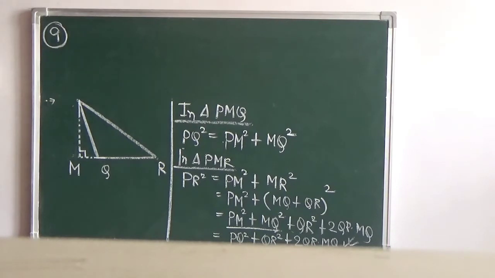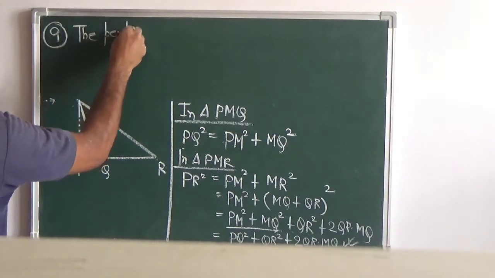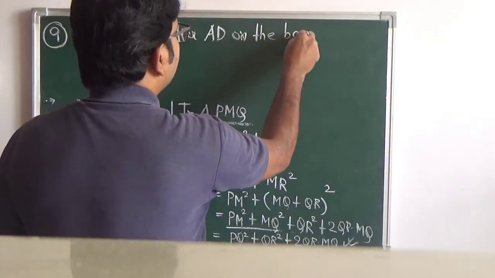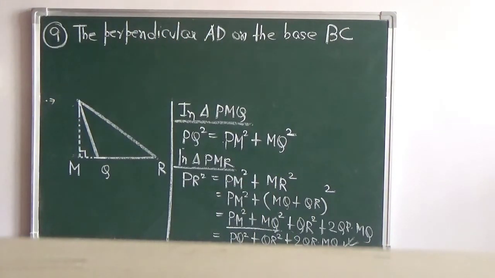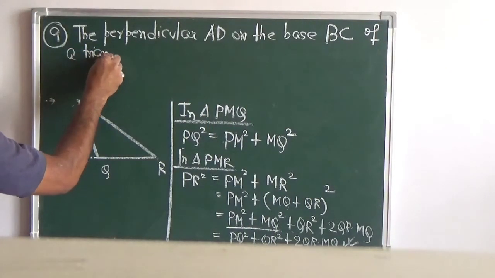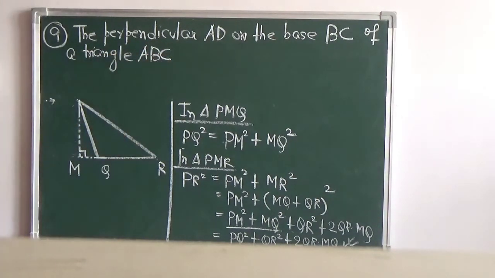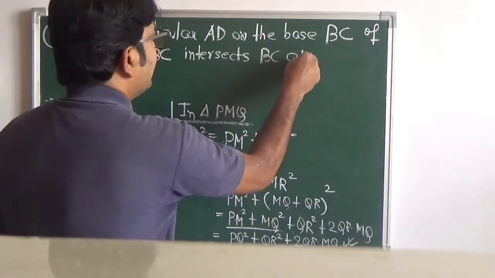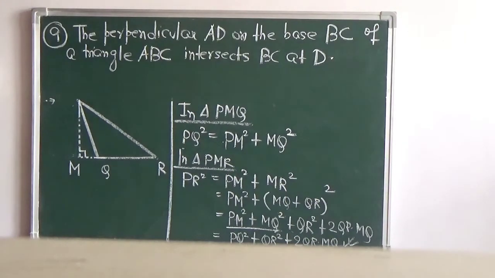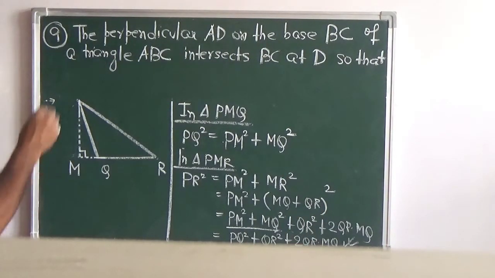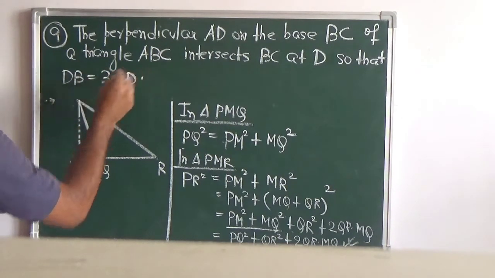Question number 9. The perpendicular AD on the base BC of a triangle ABC intersects BC at D, so that DB equals 3 times CD.